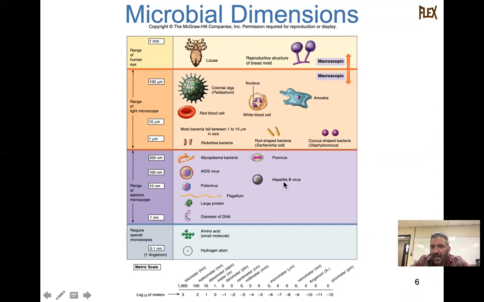AIDS, poliovirus, hepatitis virus, flagellum, you really can't see. We're gonna try to do that in lab. We're gonna put flagellar stain on, kind of like putting mascara on. You can see if we can see them by just enlarging them. Obviously we can't see DNA in a regular microscope. So this is kind of what we're looking at with the light microscope.